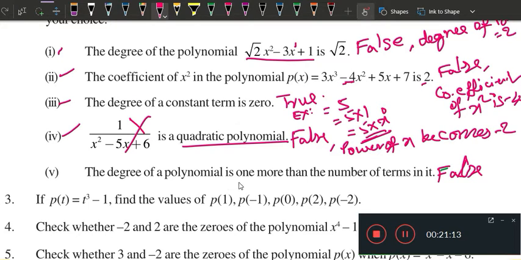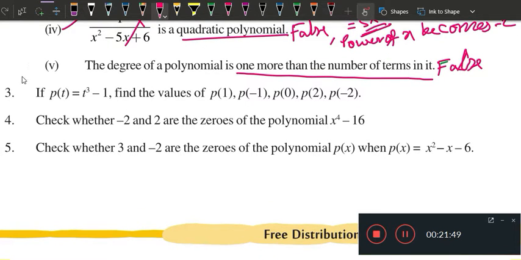The degree of a polynomial is 1 more than the number of its terms. So here, what is the degree? Take this. What is the degree? 3. And how many terms are there? 1, 2, 3, 4 terms are there. Is it 1 more than the number of terms in it? No. So it is false. Take any polynomial, it was wrong.